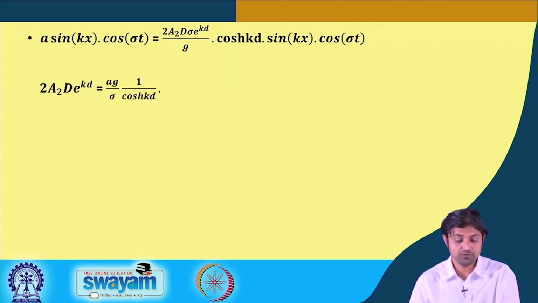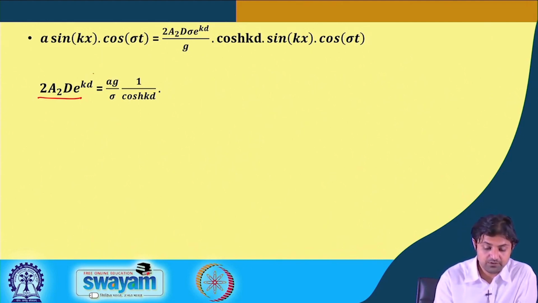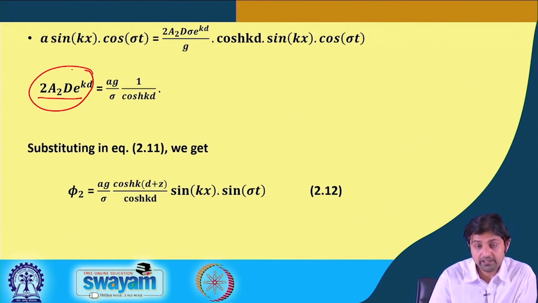And after solving for this, we get 2a2 d e to the power k d as ag by sigma into 1 by cos h k d. And if we substitute these values into our original phi 2, we are going to get phi 2 is equal to ag by sigma cos h k (d plus z) by cos h k d into sin kx into sin sigma t.